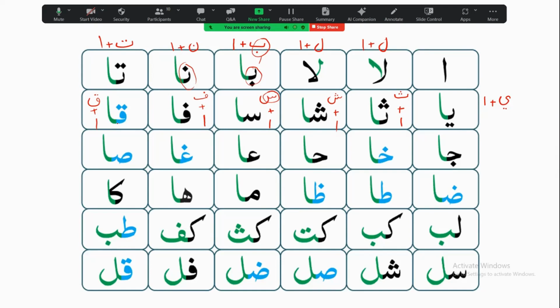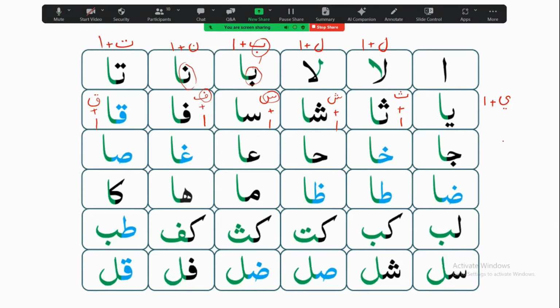Qa. Okay, so this was ya alif ya, sa alif sa, sheen alif sha, seen alif sa, fa alif fa. Right? We took the first part, right, and joined with this alif. Fa alif fa. Qaf alif qaf. So, okay, qaf alif qa.